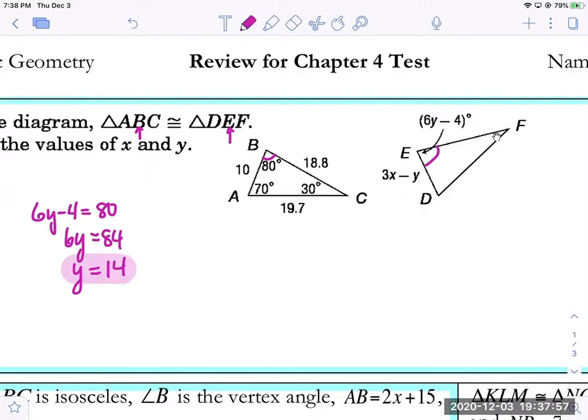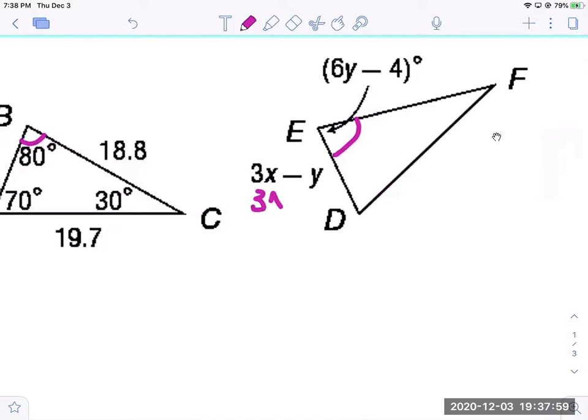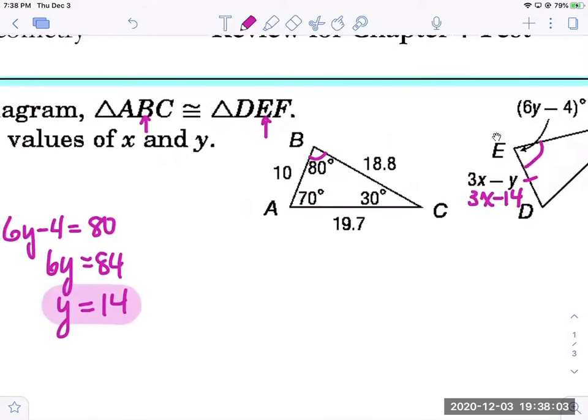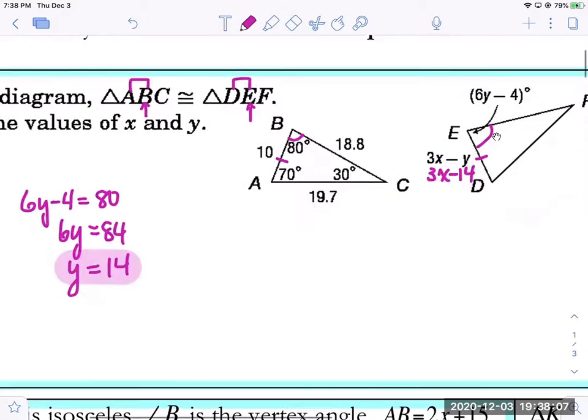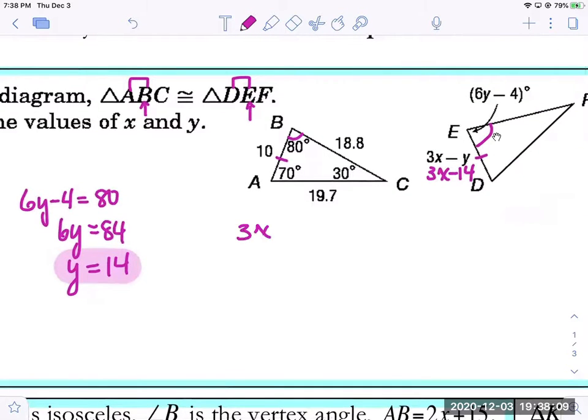Okay, and then since I know y is 14, I can make this 3x minus 14. Now segment ED here has to match up with BA. That means that 3x minus 14 would equal 10. 3x is 24, and x is 8.